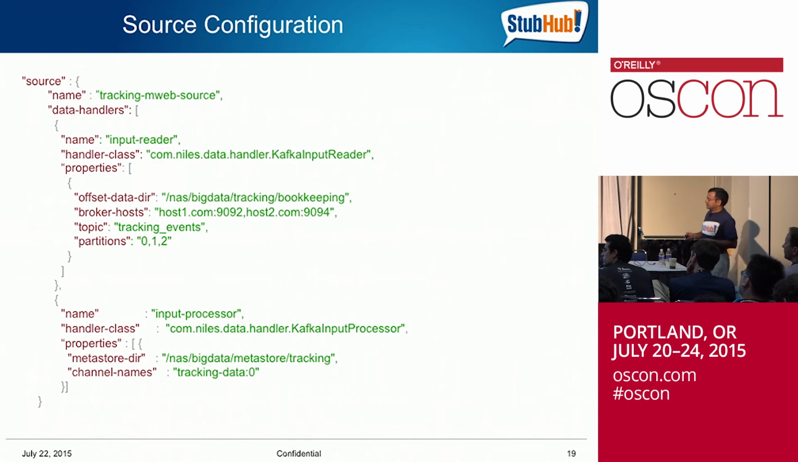Source configuration is pretty similar. I'm giving an example where I've got a tracking source. Tracking is, think of it as, a clickstream data source. And I'm expressing 2 handlers in my source. I've got one source, and here is the sequence of handlers that I'm expressing. One handler is what we're calling an input reader. Another handler I'm calling an input processor.